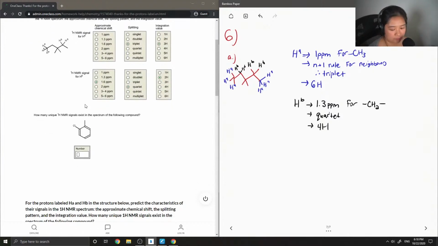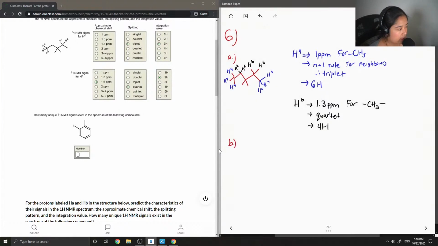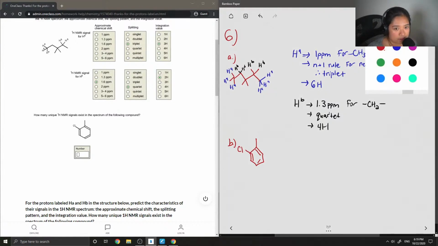So let's look at part B of this question, which asks how many unique H NMR signals exist in the spectrum of the following compound. So I'm going to draw out this benzene ring, and you'll see that there is a chlorine group, and also a methyl group up there. So we already know that these 3 hydrogens will be different from the hydrogens in the ring. I'm going to draw all of them in different colors.